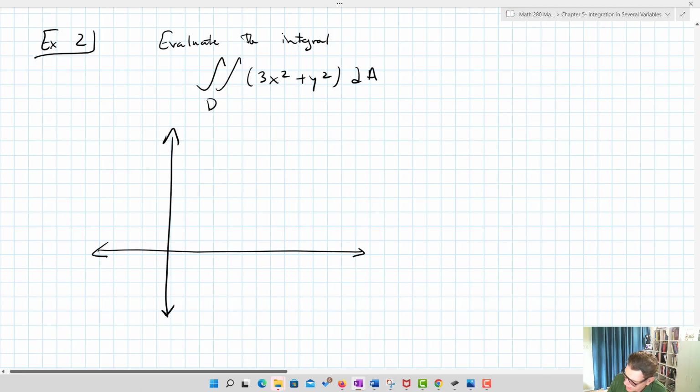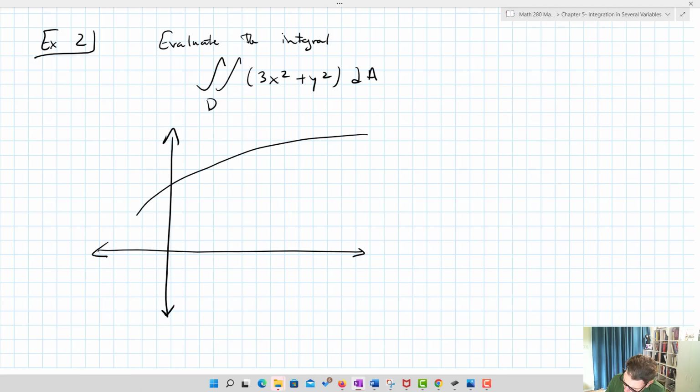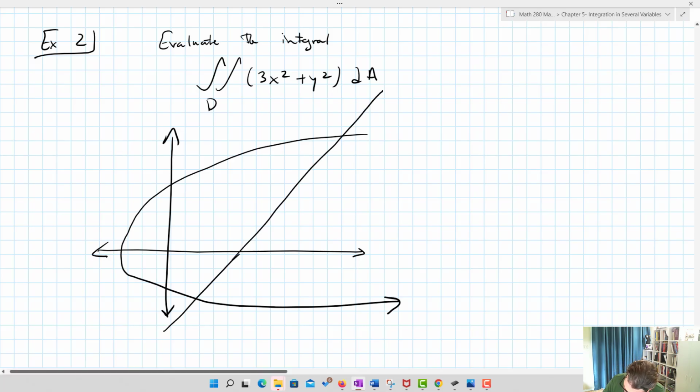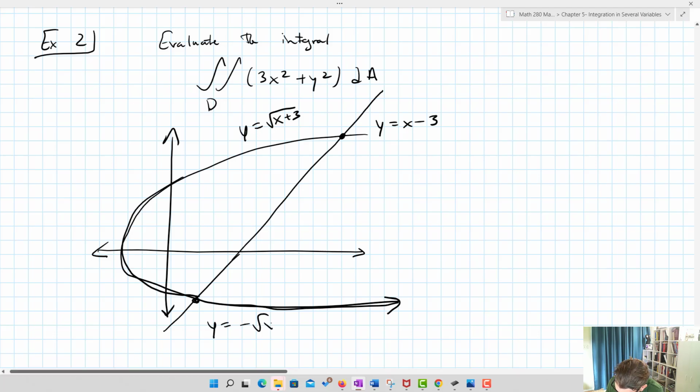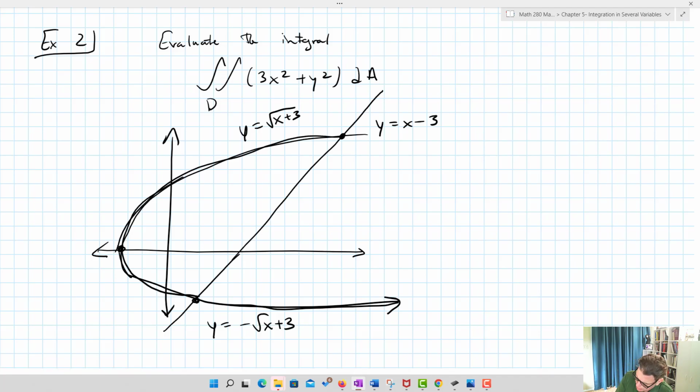We've got this curve, and we've got this line. This line here is y equals x minus 3. And this curve is actually two pieces. If we write it in terms of x's, it's going to be y equals the square root of x plus 3. And this one down here is going to be y equals negative square root of x plus 3. And so that'll be the bottom part of the curve. So we kind of have to break it up into two different curves.